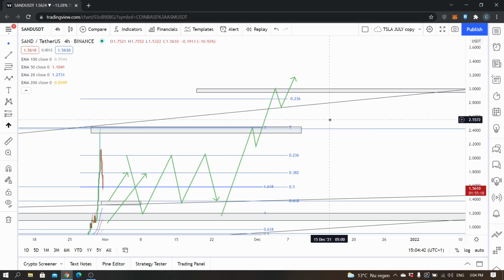When will we reach that? I'm not quite sure. If I were to have to say when we would reach it, I'd say something like, you know, it's always difficult with cryptos because it could also reach it tomorrow, you know. But I think a few weeks would be quite reasonable. So yeah, that's basically my price prediction for the Sand crypto.